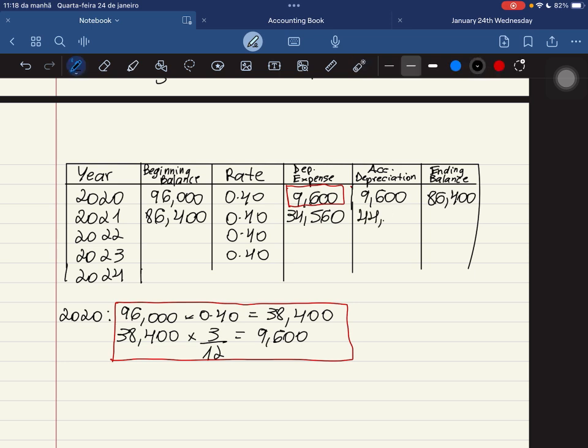That is 44,160. Yeah, over here, ending balance, beginning balance minus the depreciation expense of that particular year. If you subtract this one, it's going to be wrong. So you have to get this number minus this number because we're calculating for the year of 2021. Same thing, that is the beginning balance of the next year. Multiply by 40.